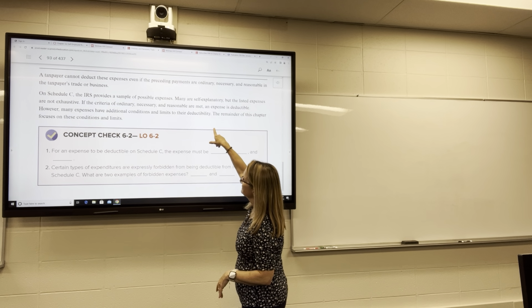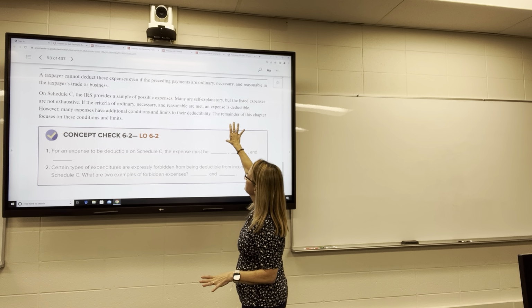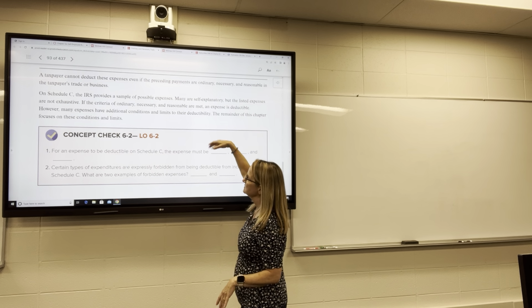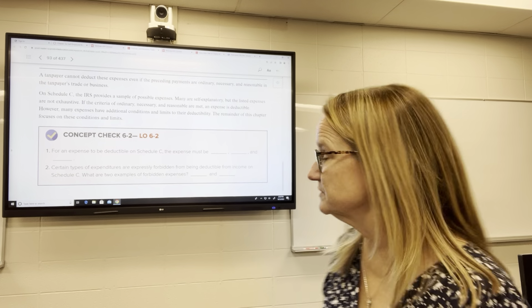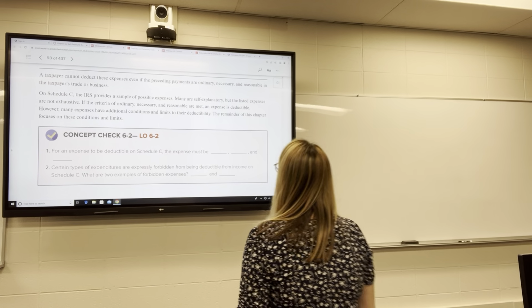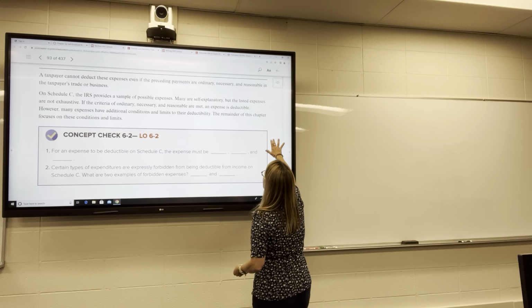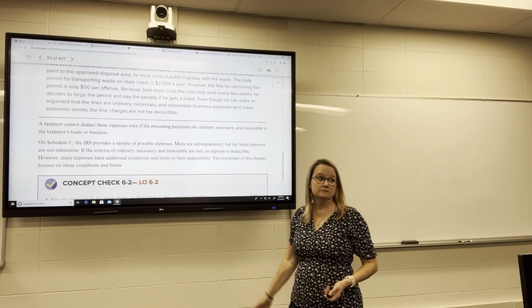So we talked about the Schedule C has a list of expenses, but as I mentioned, that's not an exhaustive list. There are lots of other types of expenses as well. Questions before we start talking, I think, about depreciation?